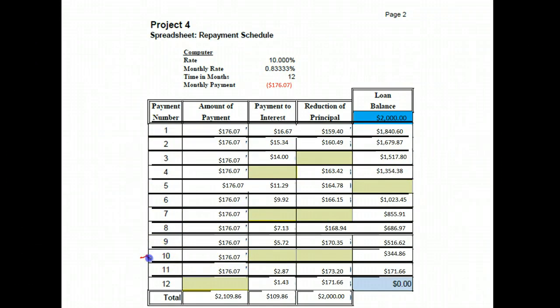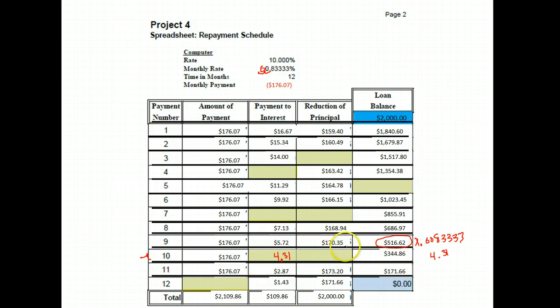So on line 10, again, we need to know what's our payment to interest and what's our reduction to principal. So payment to interest, you look at the previous line, the loan balance that's due. Take that times your monthly interest rate, which again, remember, we move the decimal 2 places to the left. Our monthly rate was 0.0083333. So we're taking $516.62 times 0.0083333, and that tells us that we owe on this payment $4.31 in interest. So I put that amount right here.